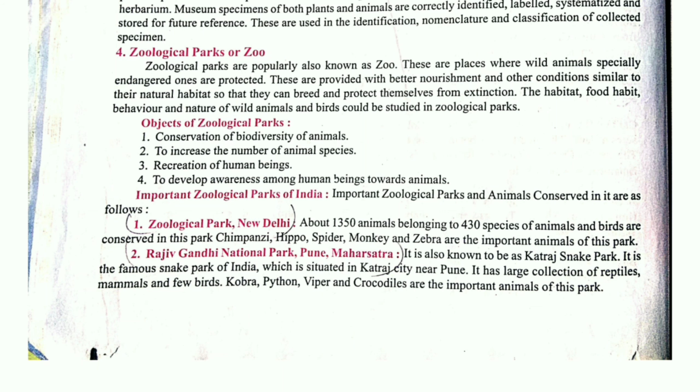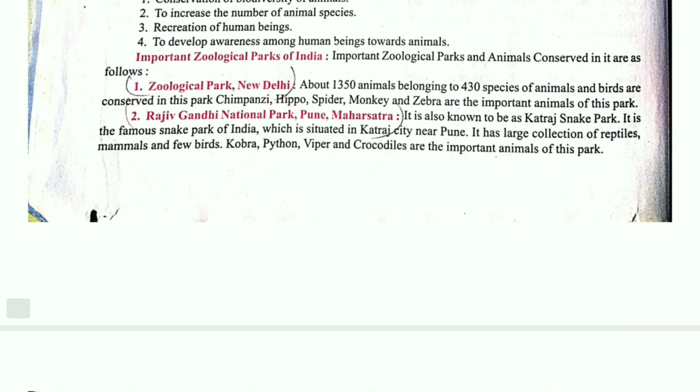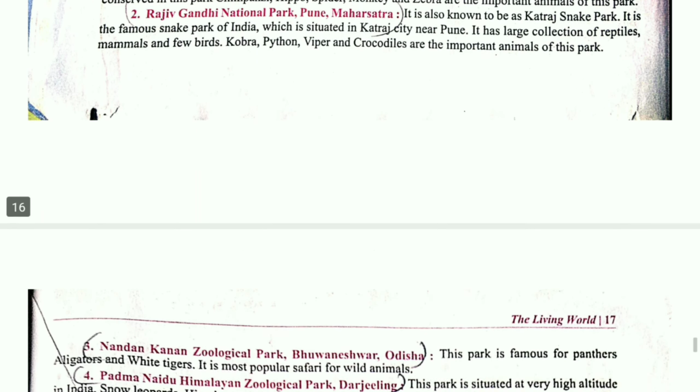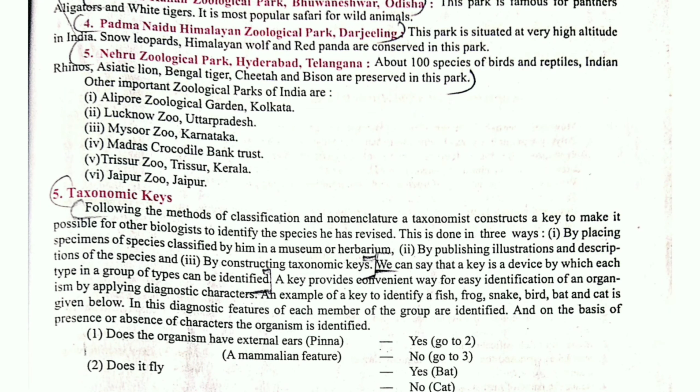Suppose you take the example of the Zoological Park of New Delhi. 430 species of animals and birds are conserved here, such as your chimpanzee, hippo, spider monkey, zebra, etc. Okay, children. Likewise, different national parks are there, where different animals are conserved. Suppose you take the Rajiv Gandhi National Park, Pune. Here they are conserving reptiles along with mammals, python, cobra, viper, etc. Yes, some more examples. I will just go through once.